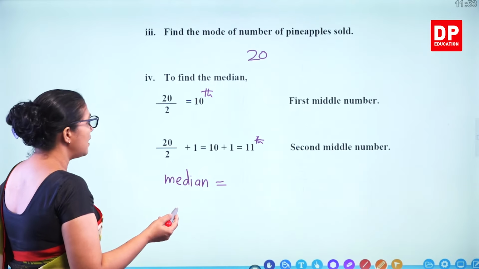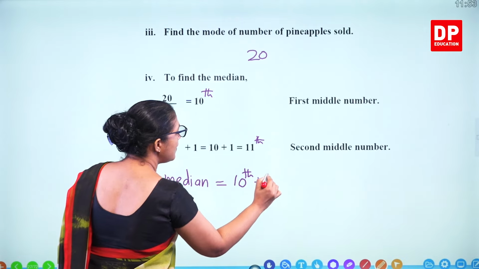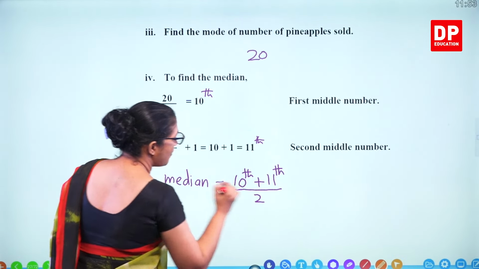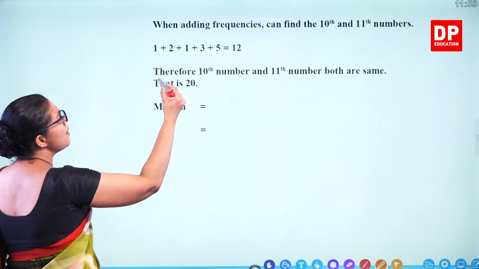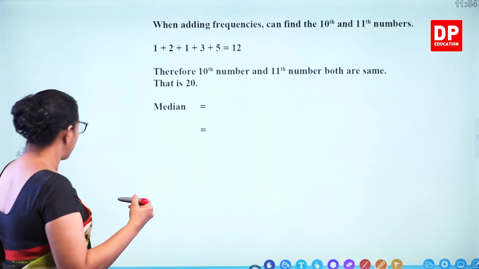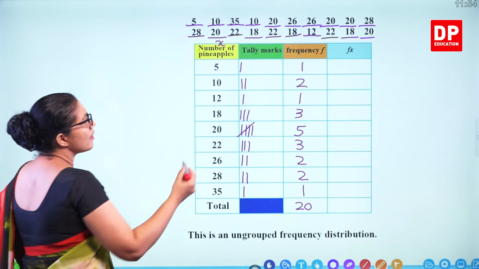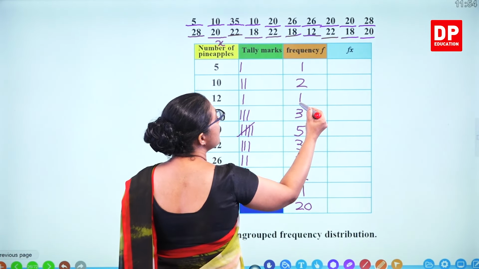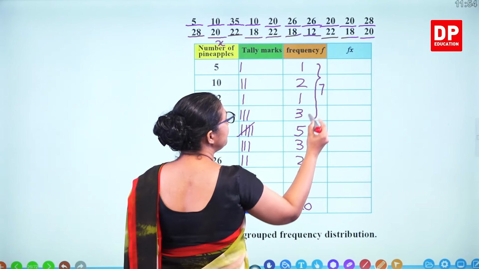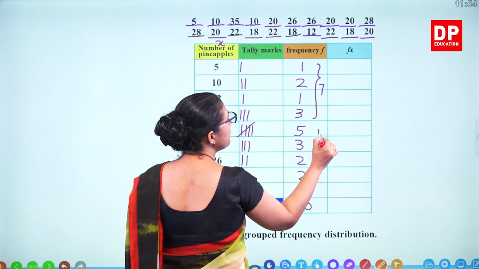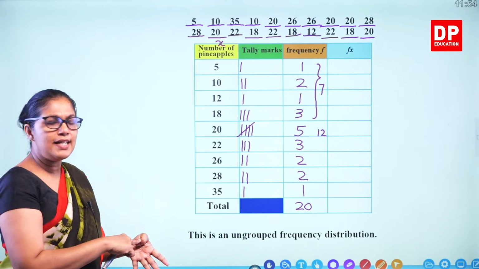So the explanation: you need to get the 10th value and the 11th value and take the average of that. So how do you find the 10th value? You are adding the frequency column till you get the 10th and 11th. 1 plus 2, 3, 3 plus 1, 4, 4 plus 3, 7. Up to this point, that's 7. So this 5 means 12. Up to here 12. So that means in between the 7th and 12th, you get the 10th and 11th number.